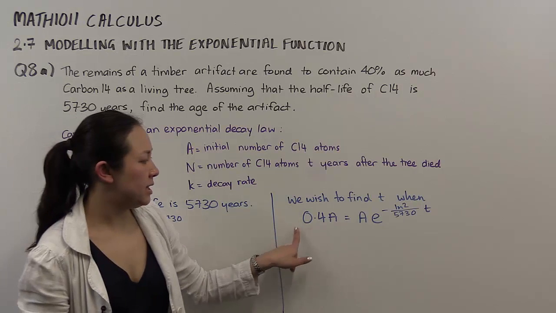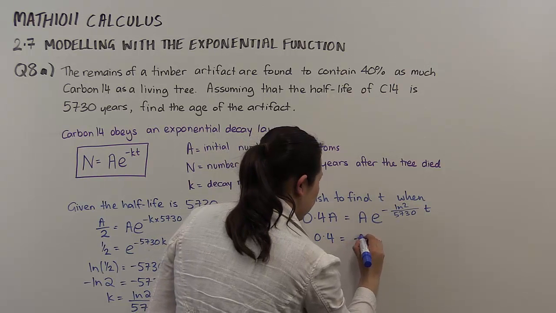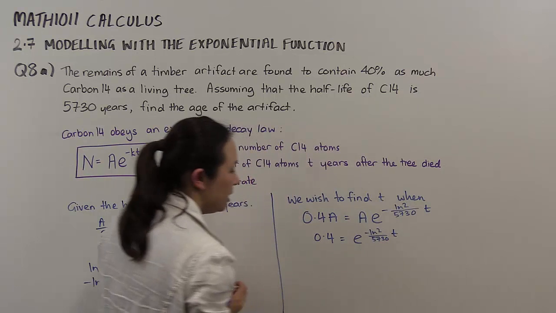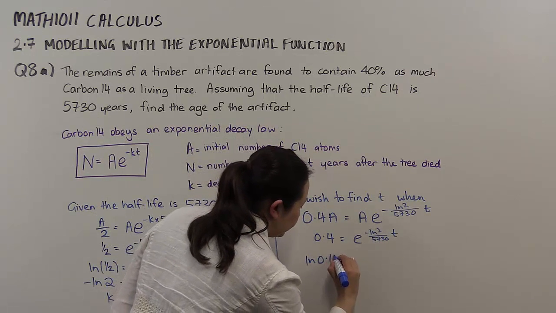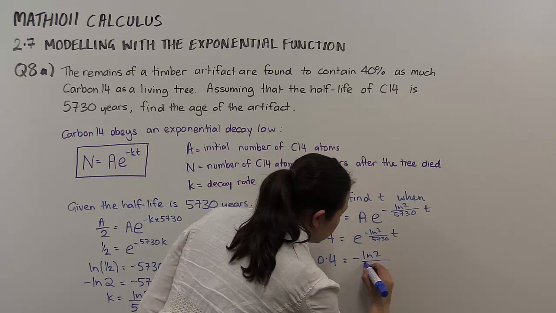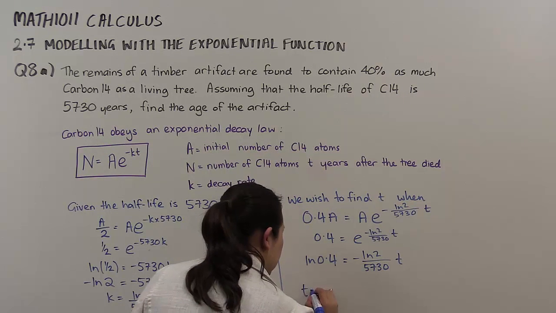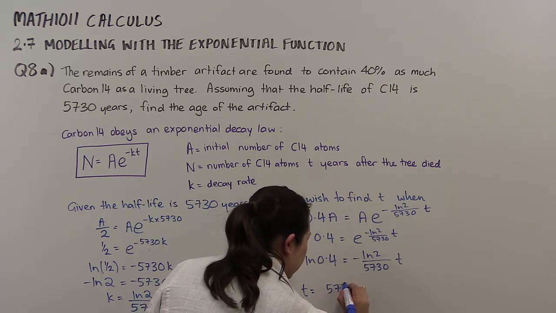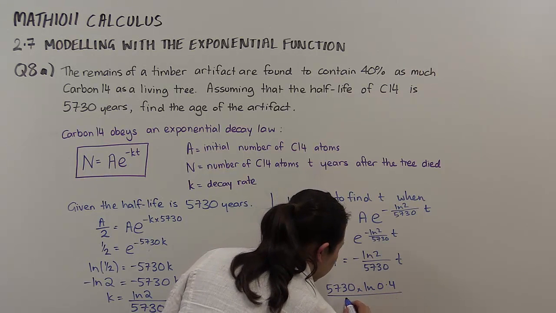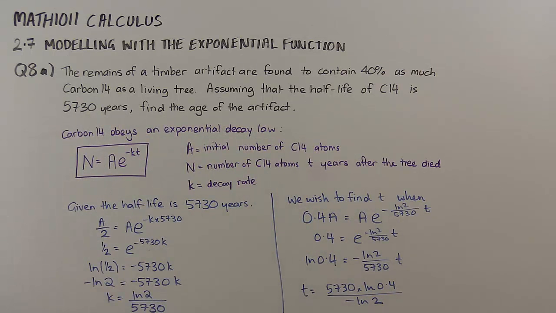So there's 40% left, and we wish to find the time. So here 0.4 is e to the minus ln2 on 5,730 T. If we take logarithms of both sides, the logarithm of e to the power of that is just minus log 2 on 5,730 T. And so T is just going to be 5,730 times log of 0.4, all divided by minus log of 2 there. I can put that in my calculator.